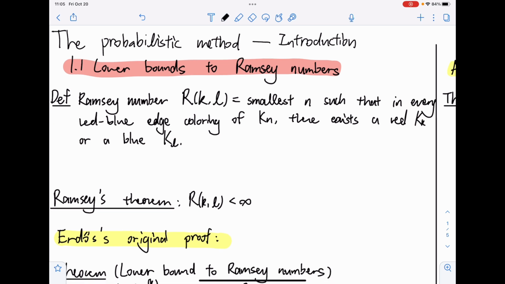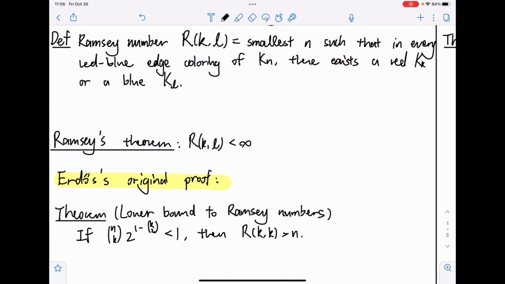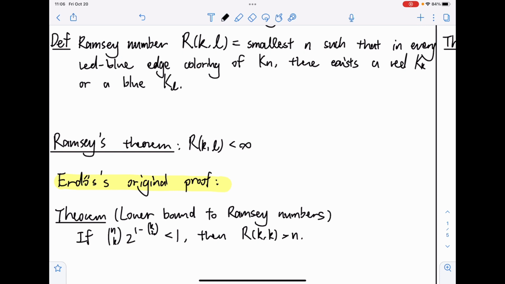What is a Ramsey number? From the definition, it is the smallest number n such that every red-blue edge coloring of Kn, where Kn means the complete graph on n vertices, contains a red K sub k or a blue K sub l. It's very clear. And what does the Ramsey theorem say about the Ramsey number? It says that for every positive integers k and l, the Ramsey number of k and l exists, which means it is finite.